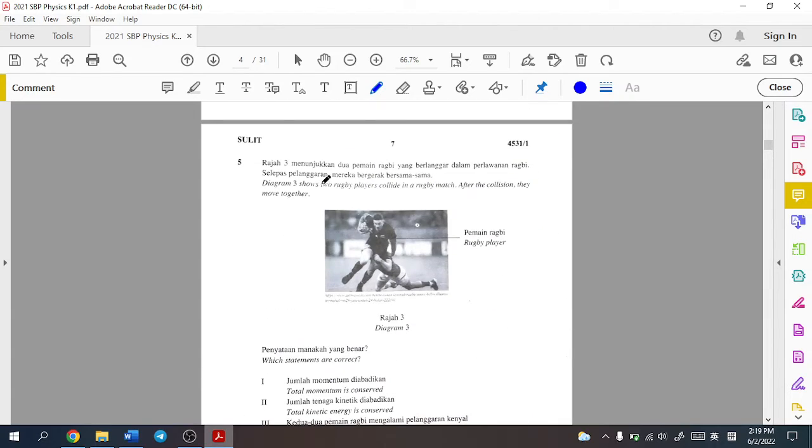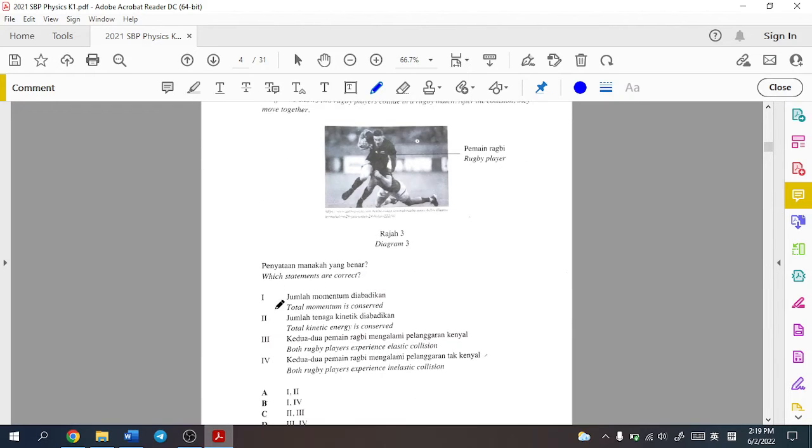Next, diagram 3 shows two rugby players colliding in a rugby match. After the collision, they move together. So which statements are correct? Total momentum is conserved. For every collision, the total momentum will always be constant. So this is true. Total kinetic energy is conserved.